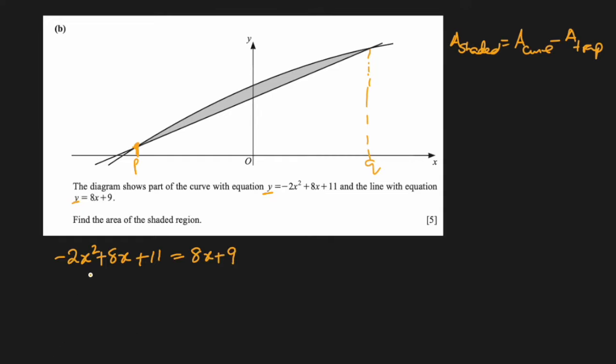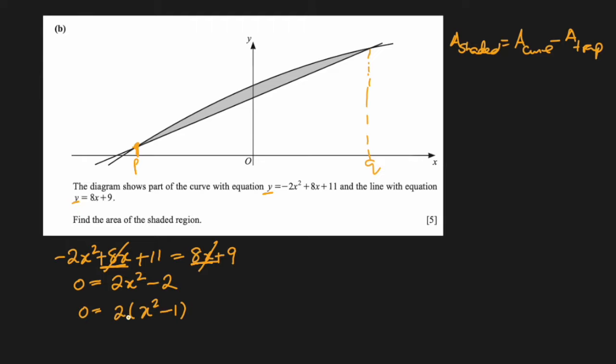Okay, so let's bring everything to the left side so that this minus 2x square becomes positive. So 0 equals 2x square, this will become minus 8x, this is 8x, so they cancel out. This will become minus 11 plus 9, minus 2. Oh, this became easy. So 2 taken common, x square minus 1.